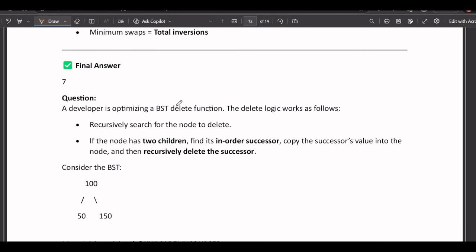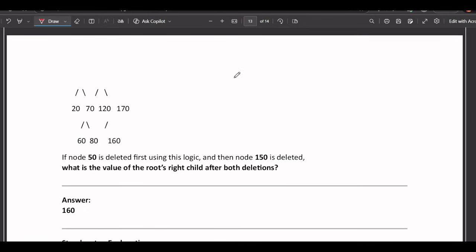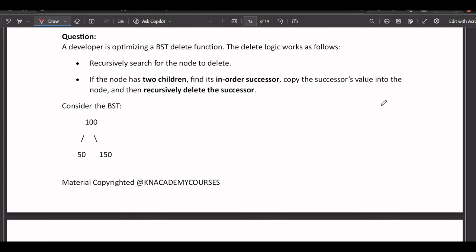So basically, this is our question. A developer is optimizing a BST delete function. The delete logic works as follows: recursively search for the node to delete. If the node has two children, find its in-order successor, copy the successor value into the node, and then recursively delete the successor. If node 50 is deleted first using this logic, and then node 150 is deleted, what is the value of the root's right child after both deletions? I think it is simple.